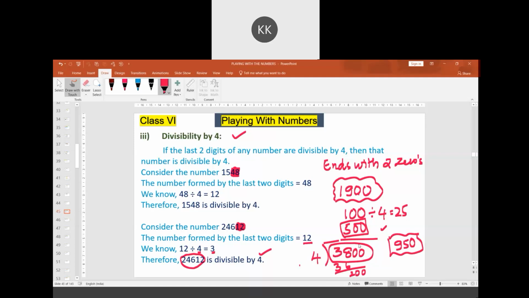So all those numbers ending with two zeros are all divisible by 4. Srishail, repeat. Sir, if the last two digits are 00, the number is divisible by 4. Yes, I said the same thing. When the number is ending with two zeros, they are all divisible by 4.